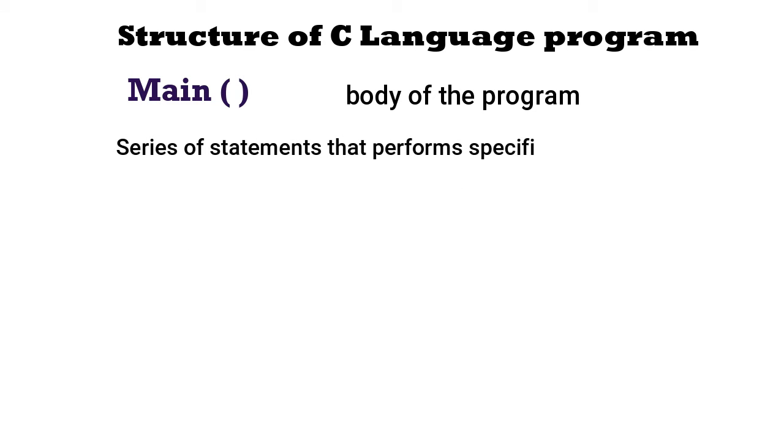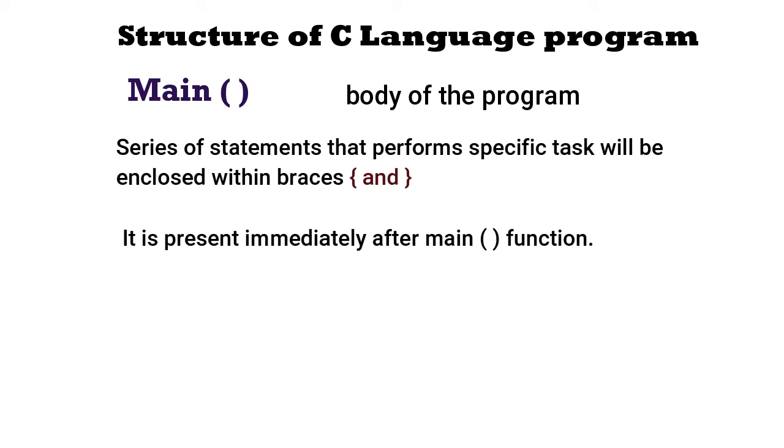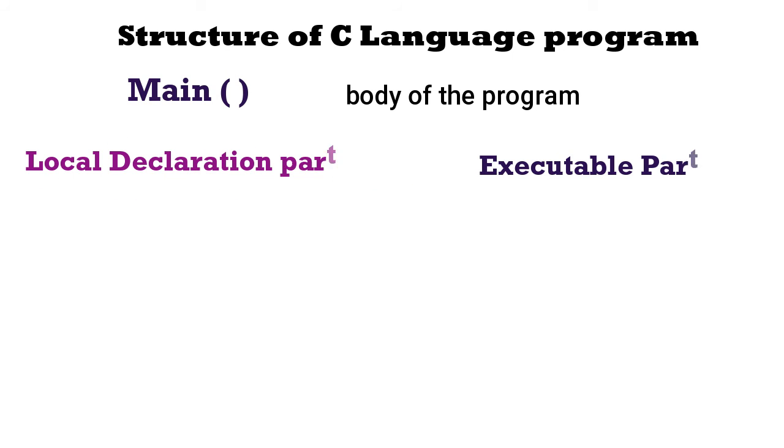It consists of a series of statements that perform a specific task, enclosed within braces, that is, curly brackets. So there will be an opening curly bracket and a closing curly bracket. It is present immediately after the main function. The main function consists of two parts. One is the local declaration part and another one is the executable part. In the local declaration part, it describes the variables of the program.